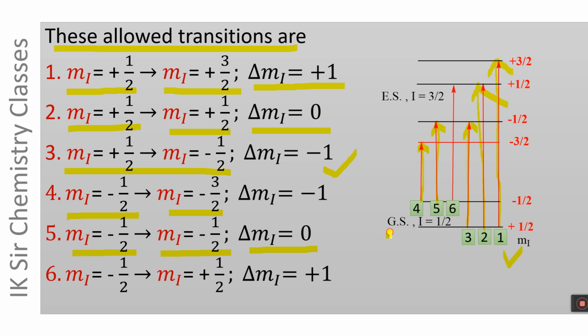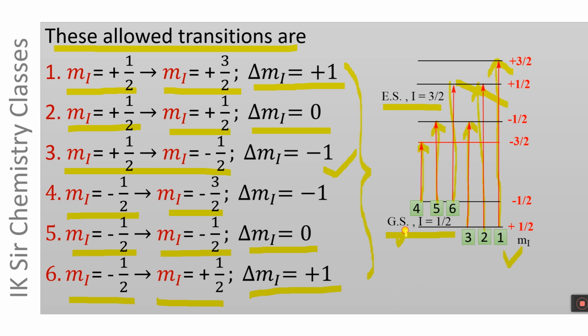This one is the ground state with I equals 1/2, and this one the excited state with I equals 3/2. And the last transition is m_I equals minus half to m_I equals plus half, involving delta m_I equals plus 1. All these 6 transitions are allowed according to the selection rule discussed earlier.